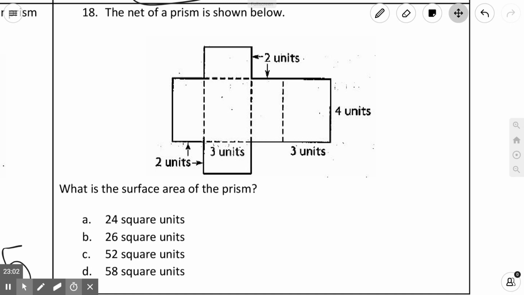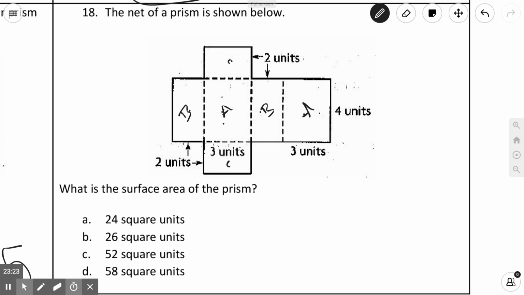Next is the surface area of the prism shown below. So we're trying to find the area of this, and this, and this, and this, and this, and this, and add them together. Now remember that this face is A, and this is also A. They're the same size. This is B, and this is also B. They're the same size, and this would be C and C.